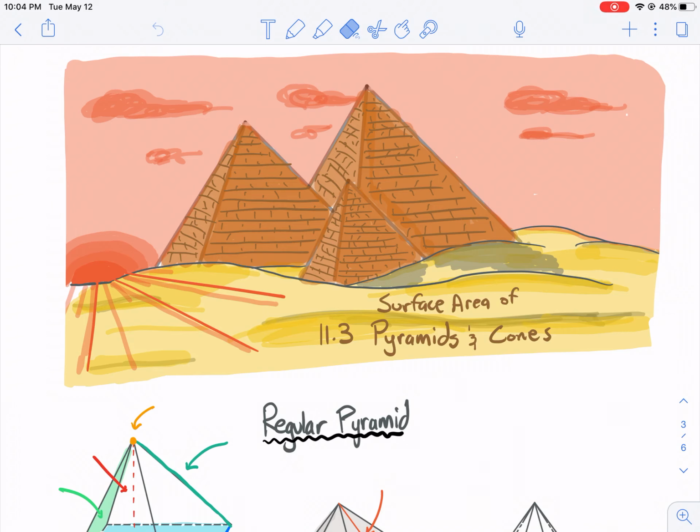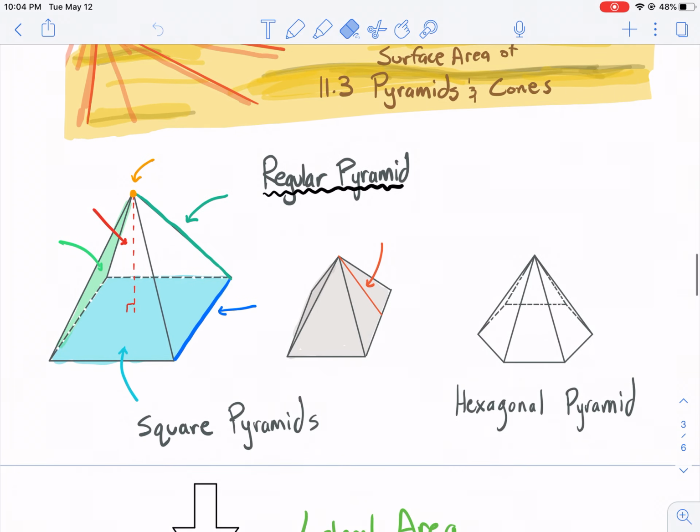Today we are starting section 11.3, surface area of pyramids and cones. If you don't think pyramids and cones are relevant, then you haven't eaten ice cream and you've never heard of a place called Egypt. Moving on.